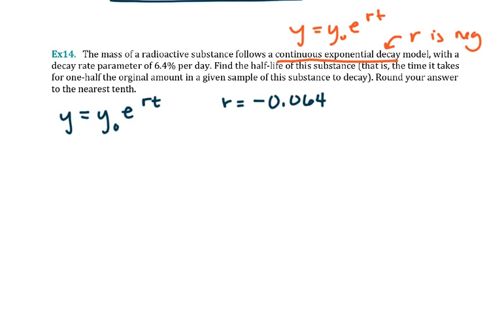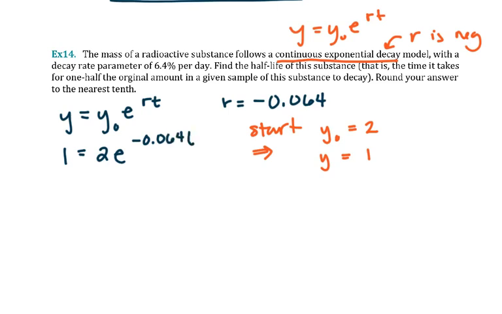So when we think about it, if we start and we have that y sub 0 equals 2, then half of that, y, would be 1. And we can use any values we want. I could use 100 and decay that to 50. I'm just trying to pick nice, easy numbers to deal with. So I'll use that as my initial and end amounts. When we set this up, I will say that 1 equals 2 e to the negative 0.064 t.